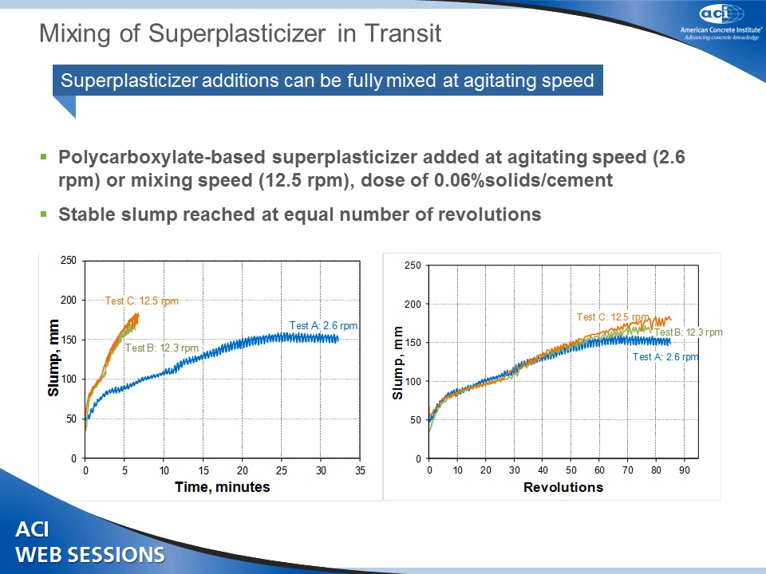Another question is, can admixture be fully mixed in transit? It's a good question, and I'll show some brief data here. Here's an admixture that's being added, and you can see we're measuring the slump from Verifi over time, and you can see that we mixed at two different speeds. We mixed at 12.5 RPM and at 2.6 RPM. Obviously mixing at 2.6 RPM took more time, but if you look at the number of revolutions, it was about the same. So when you're mixing, you need to get a certain number of revolutions to make sure that you get the concrete fully mixed. And you can get it mixed even at low speed, at 2.6 RPM.